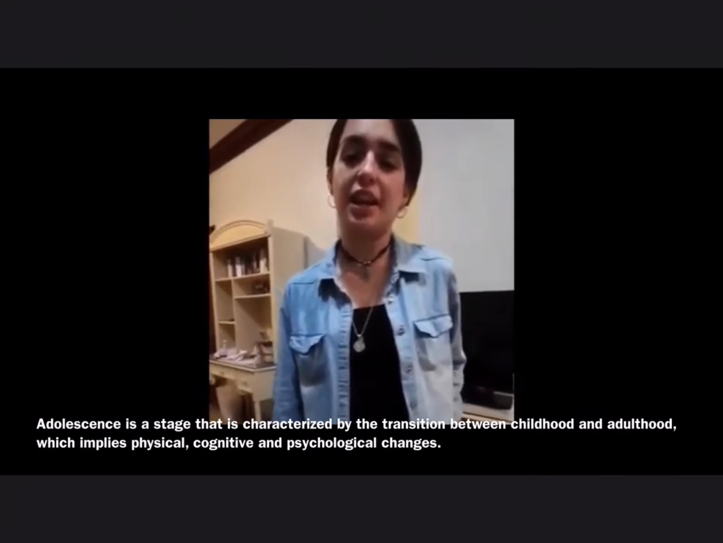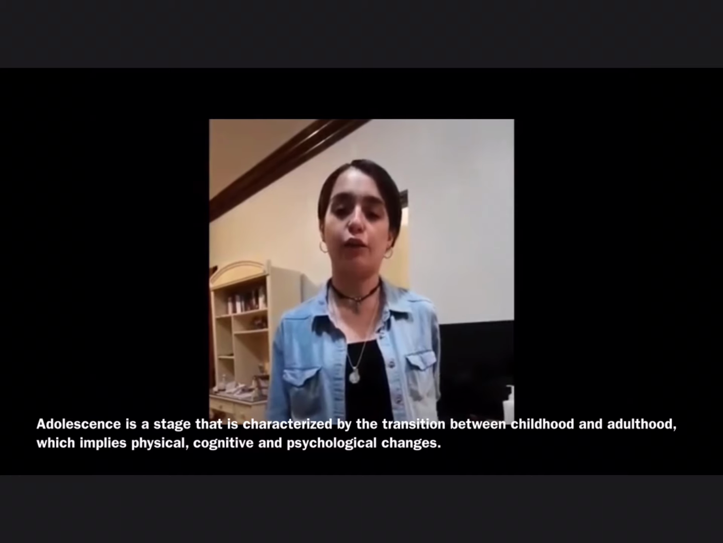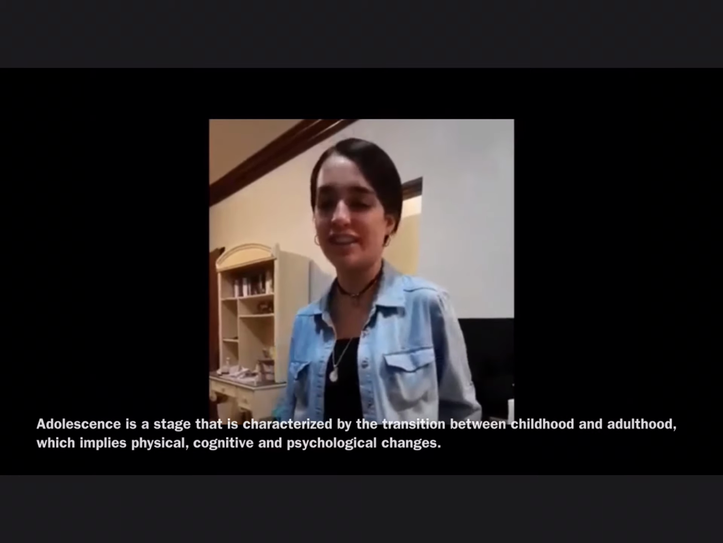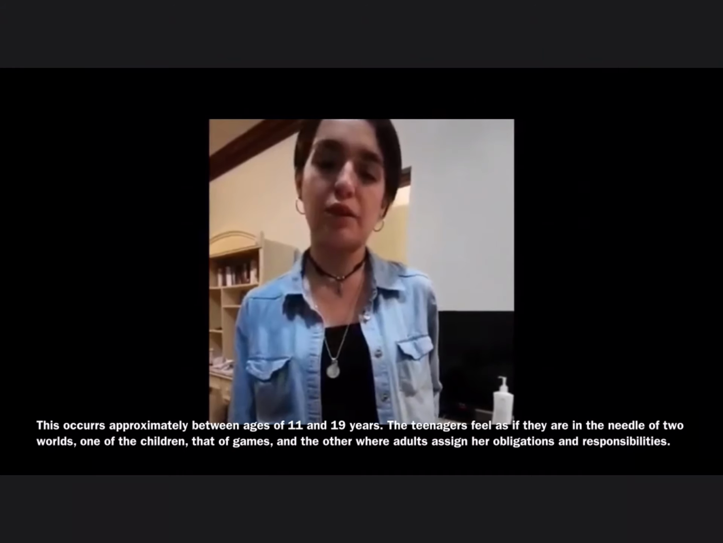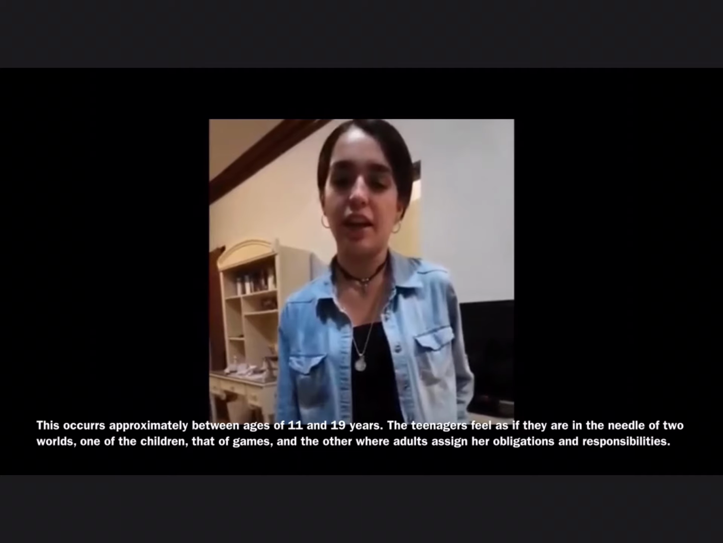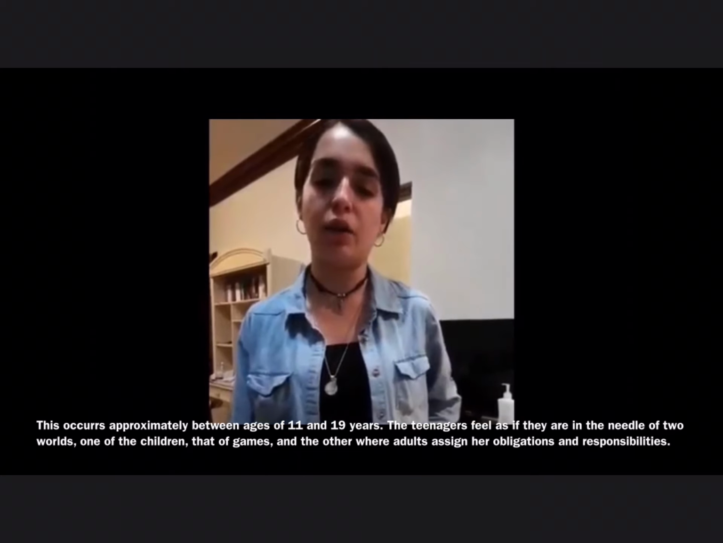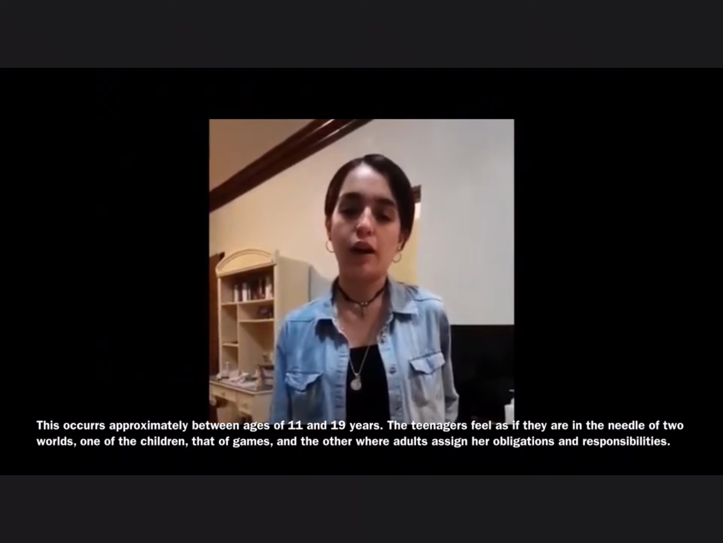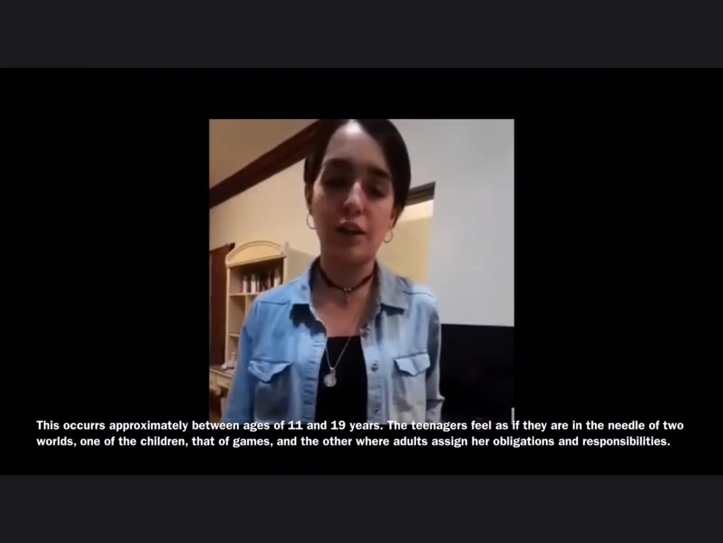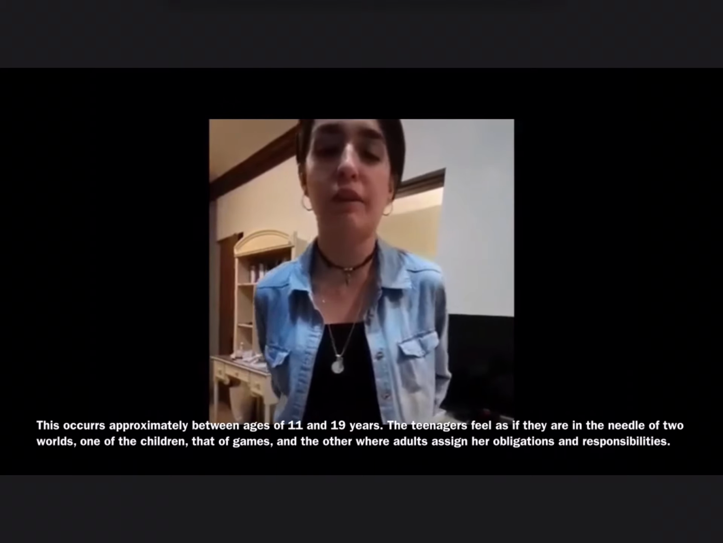Adolescence is a stage characterized by the transition between childhood and adulthood, which implies physical, cognitive, and psychological changes. This occurs approximately between the ages of 11 and 19 years. Teenagers feel as if they were in the middle of two worlds: one of the children, that is the games, and another of adults, with their obligations and responsibilities.